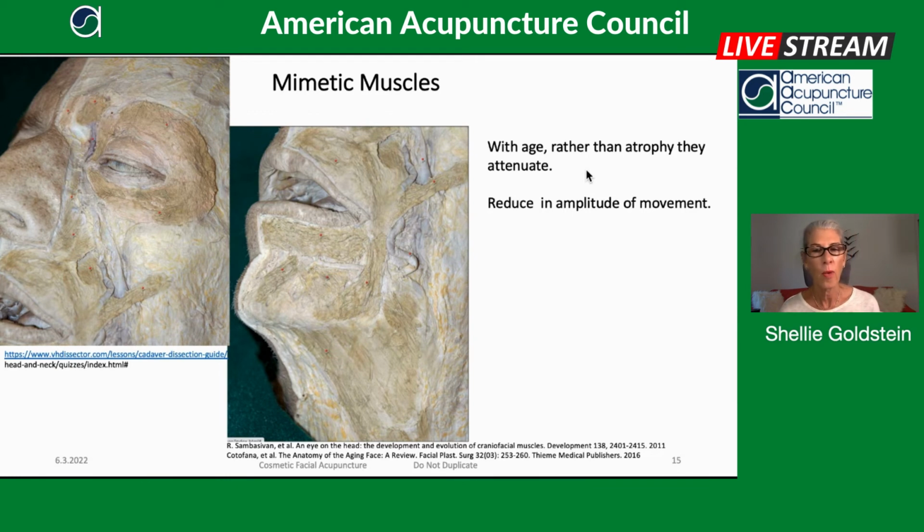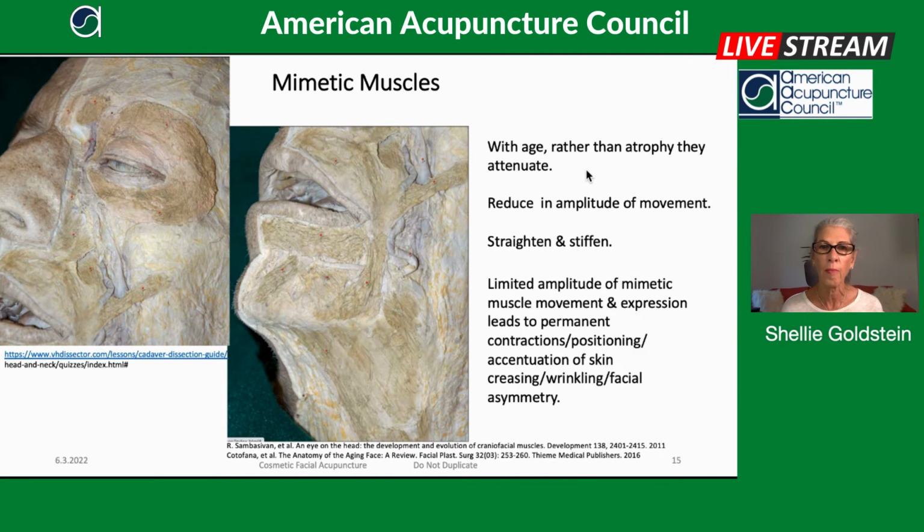They attenuate. And when we say attenuate, what that means is they get shorter. So they reduce in their amplitude of movement, and they get stiff and straight. Instead of being nice and flexible and moist and resilient, they start to straighten, they start to stiffen, they get stuck, or they reduce in amplitude so they don't move as well. And that limited amplitude of these mimetic muscles leads to a more permanent or a more contracted position.